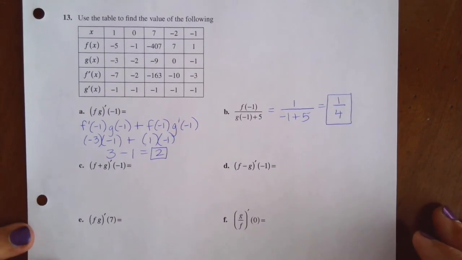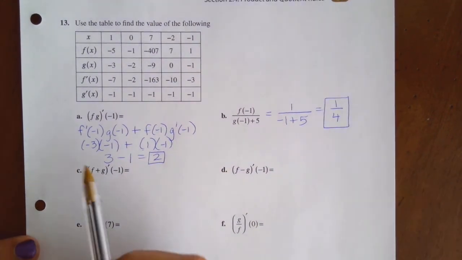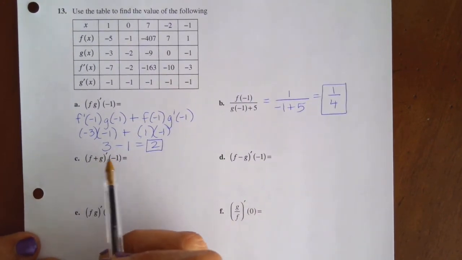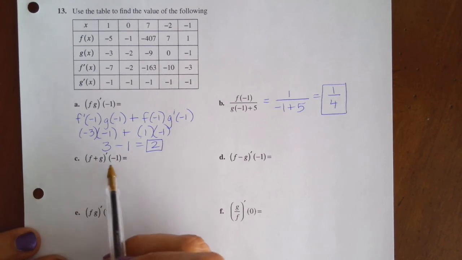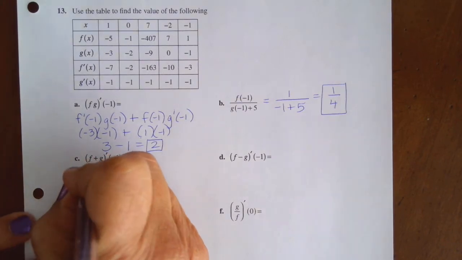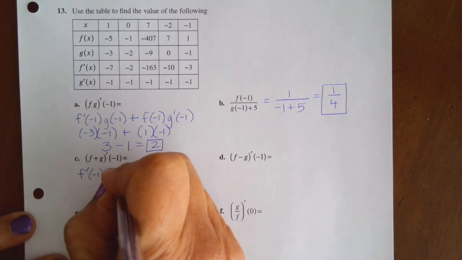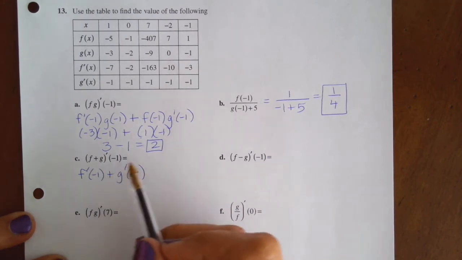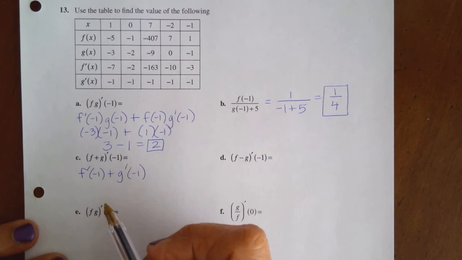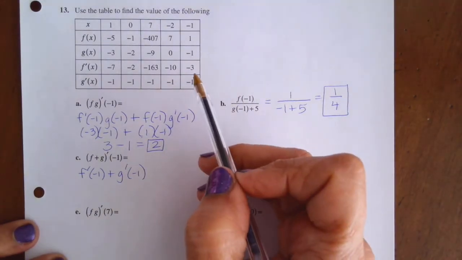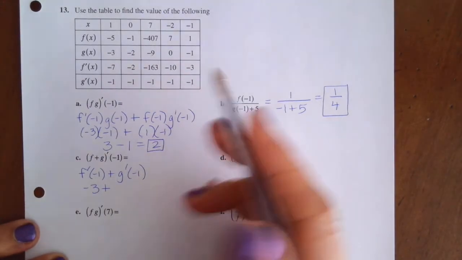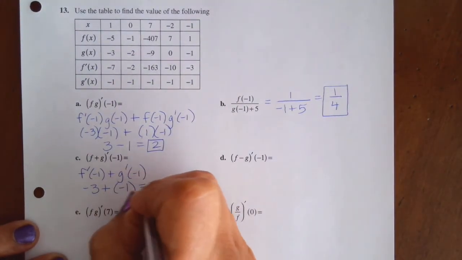All right, so let's look at C. C is addition. If we're doing addition, there's no rule. We just do f prime of -1 plus g prime of -1. Addition and subtraction, we just do it like it says. The only rules we have are product rule and quotient rule. Adding and subtracting, you just distribute those through. So f prime of negative 1 is negative 3, plus g prime of negative 1 is negative 1. So we get negative 4.